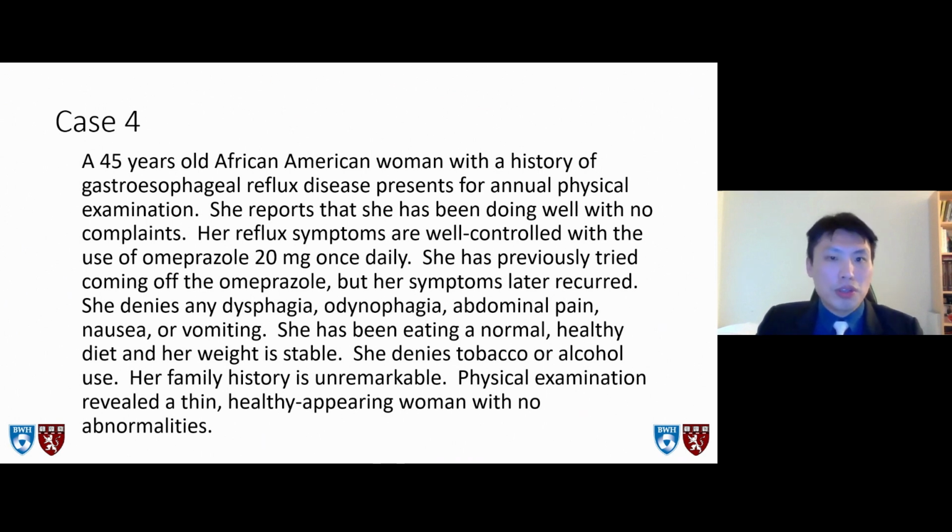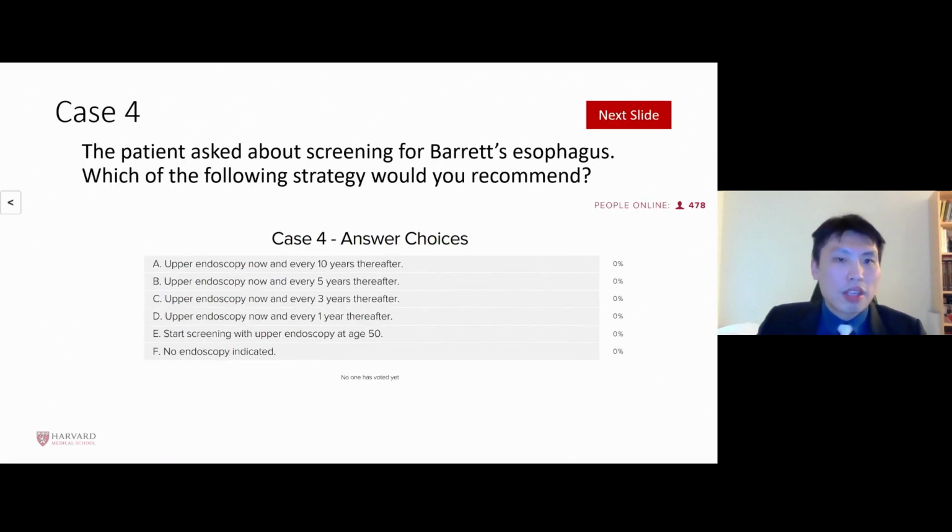They're well controlled with the use of omeprazole 20 milligrams once daily. She previously tried coming off the medication, but her symptoms later recurred, so she stayed on the medications. She has no dysphagia. She has no odynophagia, abdominal pain, nausea, or vomiting. She's been eating normally, has a healthy diet, her weight is stable, no tobacco or alcohol use, no significant past medical history, family history, and her physical exam is completely normal.